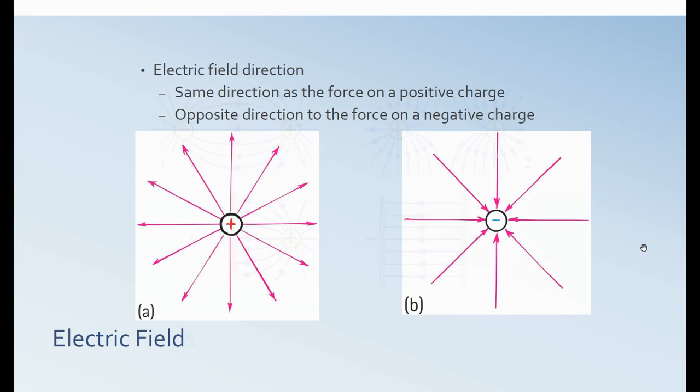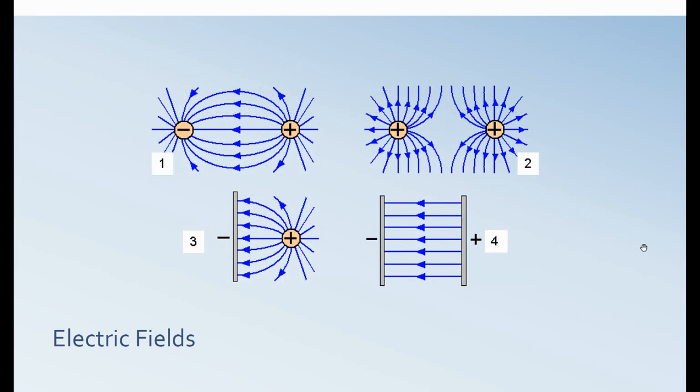And this can help us understand why like charges repel and opposite charges attract. So in here, we can see that from the positive particle, the electrical field is moving out from the positive particle and to the negative particle. So they attract each other. And this happens whether we have two particles of opposite charges, or maybe a plate and a particle of opposite charges, or two plates of opposite charges. It works the same way.